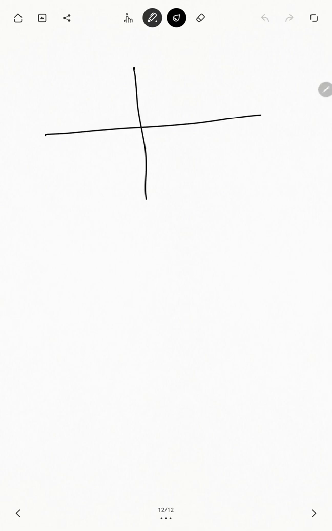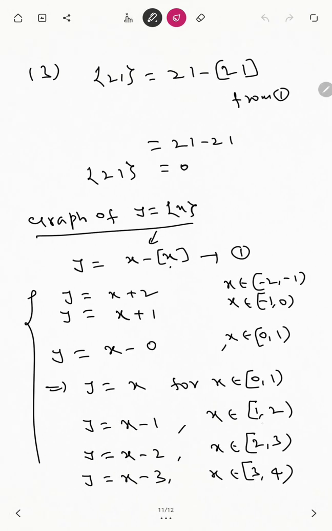From 0 to 1, y equal to x. Y equal to x is a straight line passing through the origin. 0 to 1. Again 1 to 2. Look here, 1 to 2, x minus 1, x minus 1 from 1 to 2.